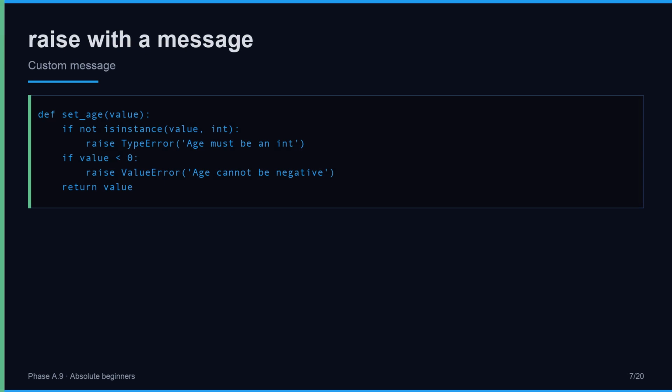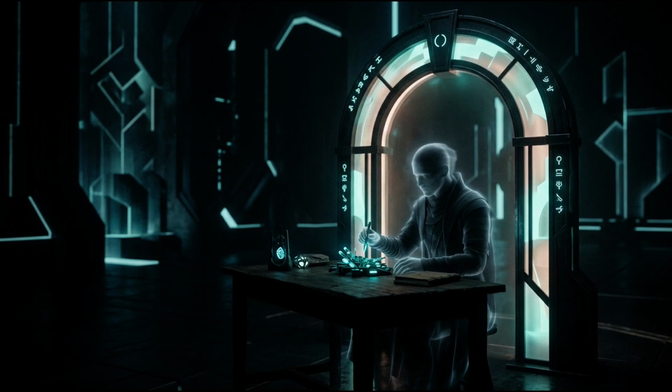You can raise any exception type, with any message you like. Here set_age checks that value is an int; if not, raise TypeError with a clear message. Then it checks the value is not negative; if it is, raise ValueError. The caller can catch the specific type and show the message to the user. Good messages are short, specific, and tell the caller exactly what went wrong. Bad messages, like just the word "error," help no one. Clear messages, validate input at the gate. Refuse bad data with a clear, named exception.